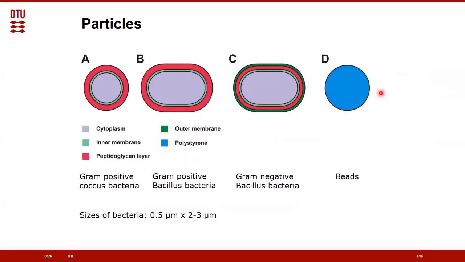We are physicists, so for us it's not that important what is inside the cytoplasm of the bacteria and how the membrane looks, but we can see the gram-positive bacteria basically as a 3-shell model where we have the cytoplasm, the inner membrane, and then the peptidoglycan layer, whereas the gram-negative bacteria have an extra outer membrane. We usually use beads also for these systems, and beads in our very simple representation are basically a homogeneous polystyrene particle. Bacteria can be spherical or rod-shaped, and the sizes of bacteria are from 0.5 micron to 2-3 microns.